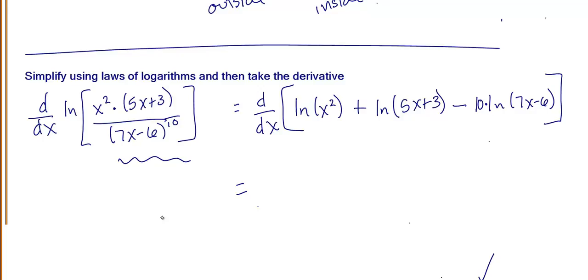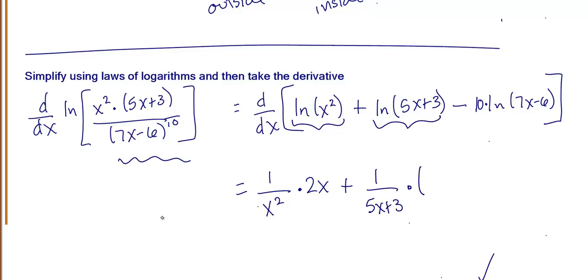So the derivative of the natural log of x squared, let's do that piece first. We're going to do 1 over x squared times 2x because I'm using the chain rule. So I had a box around the x squared. Okay, plus, now natural log of 5x plus 3. That's going to be 1 over the 5x plus 3 times the derivative of the inside. Derivative of 5x plus 3 is 5. Minus 10 times, now we'll take the derivative of the natural log. So derivative natural log of 7x minus 6 is going to be 1 over 7x minus 6 times the derivative of the inside, which is 7x minus 6. The derivative of that is 7.